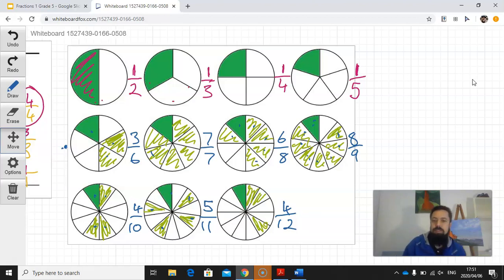All right, I know that some of you may recognize that there's some fractions that could be written differently. We talk about equivalent fractions, and that's one of the things that we'll be covering in tomorrow's lesson. All right, let's jump back into our slide presentation.